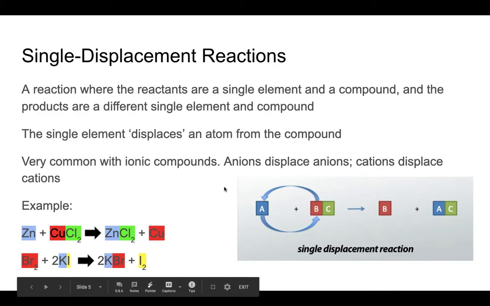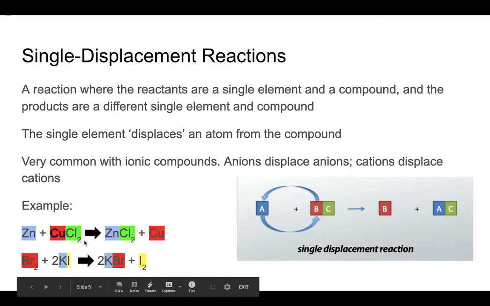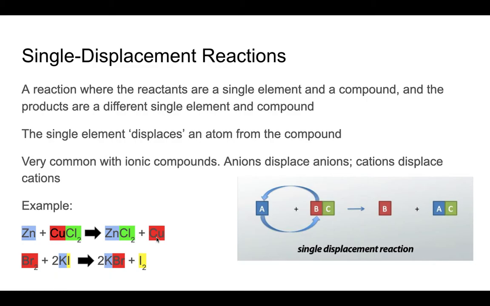So it makes sense that our anions are going to displace other anions, and our cations are going to displace other cations. That's going to make sense in a second. So our examples, I color coded them. It's a little confusing, but I think it'll make sense with an explanation. So we've got zinc, and we've got copper chloride. We've got copper 1 chloride here. We've got copper 2 chloride here. And it yields zinc chloride and copper.